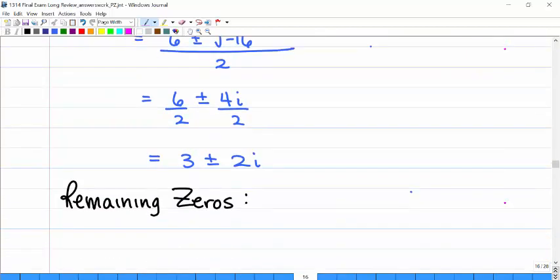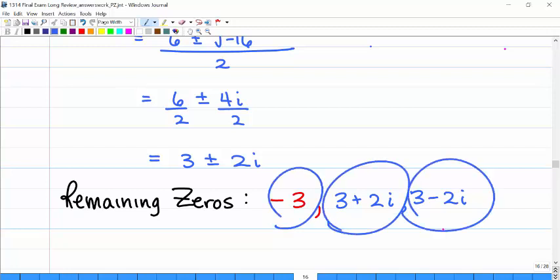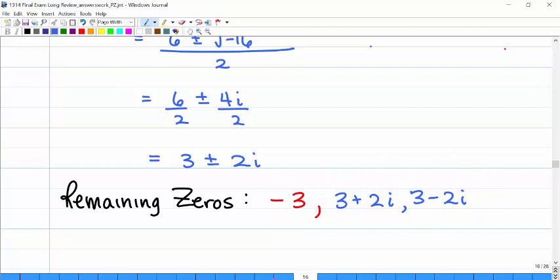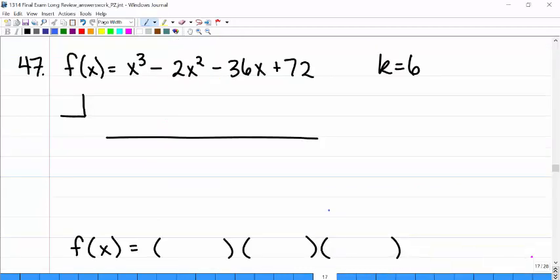So my zeros, remember that they gave you -3, and the two remaining zeros then are 3 plus 2i and 3 minus 2i. I found all three zeros of my polynomial. For number 47, it says to factor f of x into linear factors given that k equals 6 is a 0.